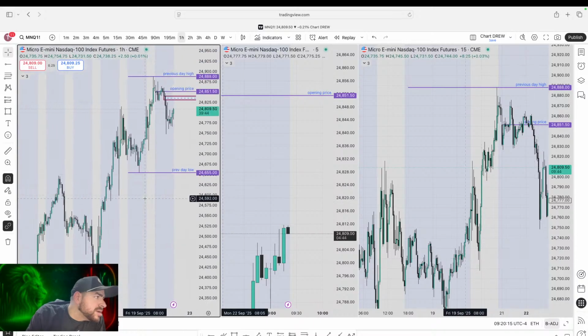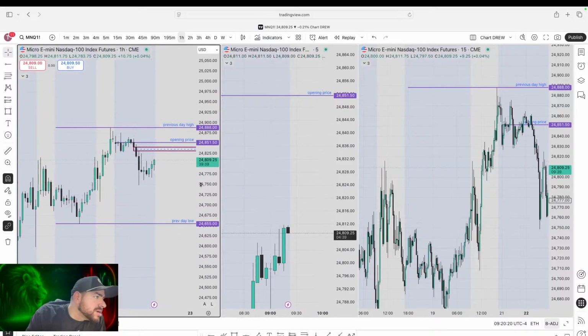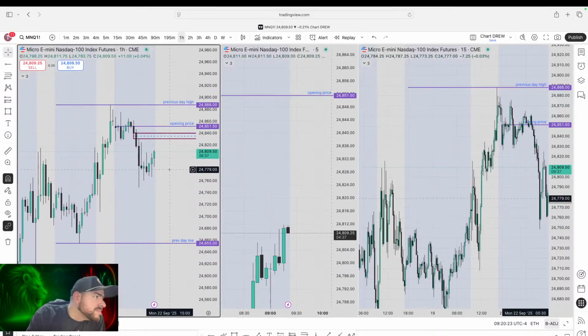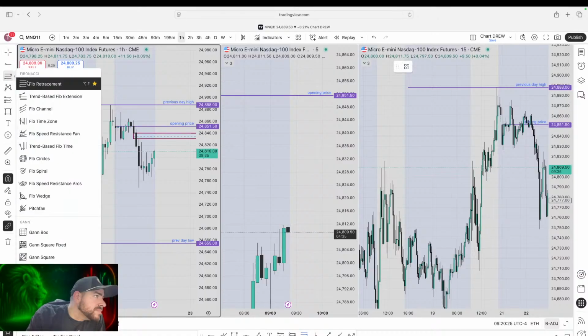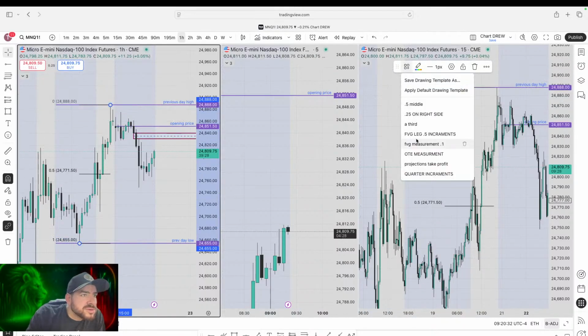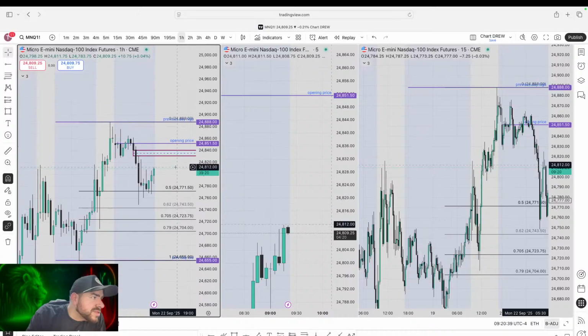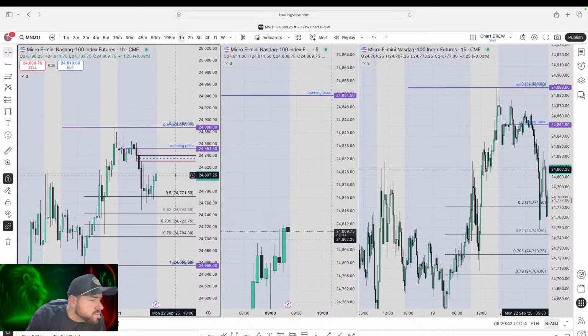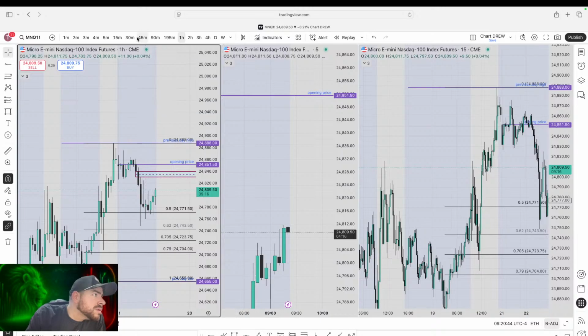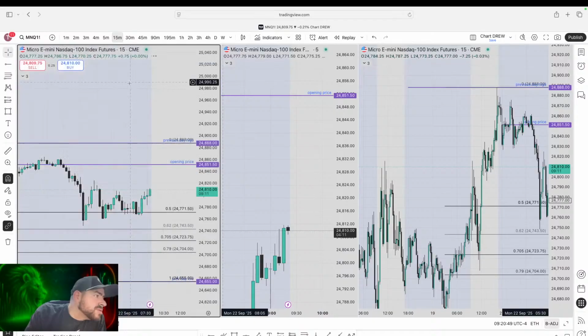Equal lows, equal highs. Don't see much. Looks like we're just gonna pump up. Get a fib from the top here. Let's start down here, the top. Let's get the OTE measurement. We came down to 50% premium, and then we're coming off of that. So that's that. Go to the 15-minute here.